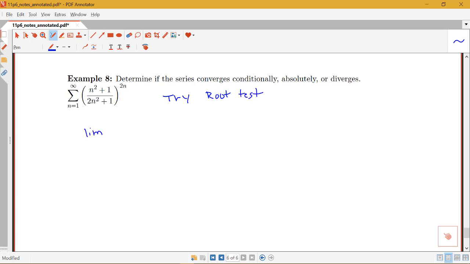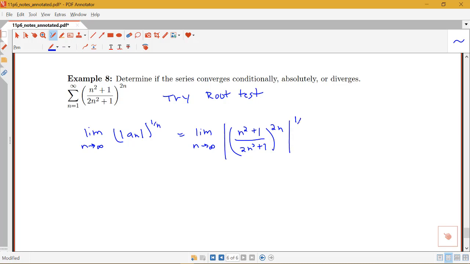So I'm going to be looking at the limit as n goes to infinity of the nth root of my nth term. That's going to be the limit as n goes to infinity of (n squared plus 1 over 2n squared plus 1) to the 2n, that's all a_n, and then I'm going to want to do this to the 1 over n power. Notice that my terms here are all positive, so the absolute value would be the same thing as the terms themselves. I'm also going to have a power raised to a power. Remember with exponent rules, when we do a power to a power, we multiply them. So that'll become 2n times 1 over n, or just 2. So this will end up being (n squared plus 1 over 2n squared plus 1) squared.